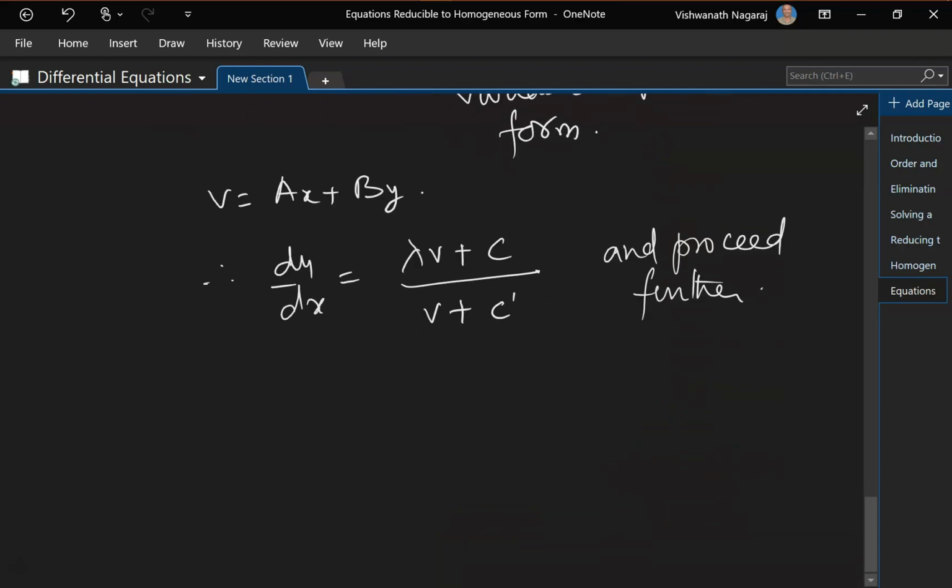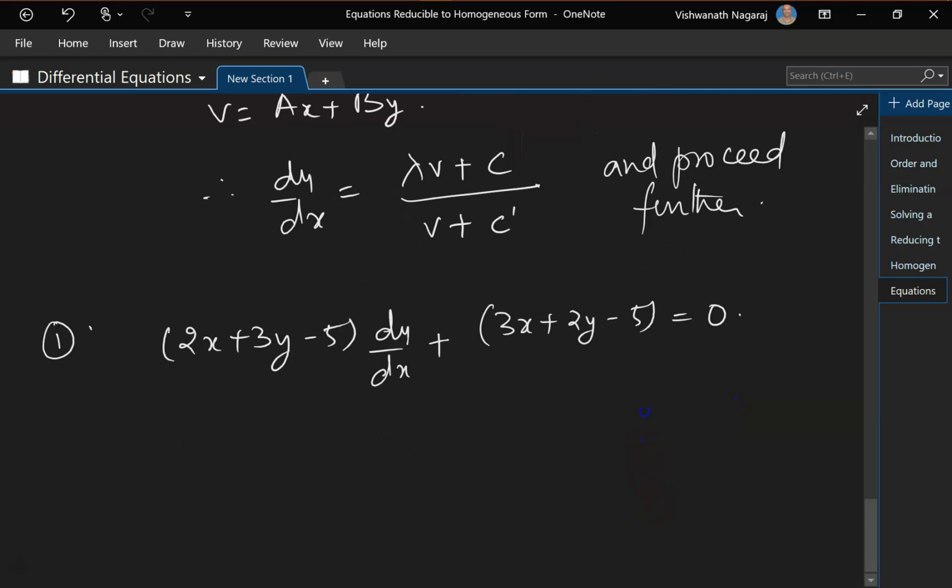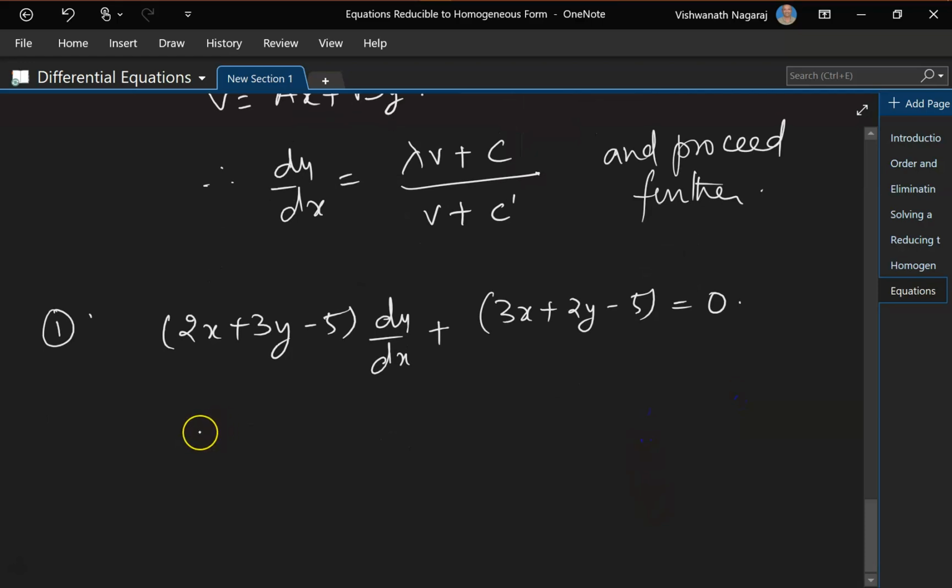Okay, let's see how this works. Let's solve a problem. Let's say we have (2x + 3y - 5) dy by dx + (3x + 2y - 5) is equal to 0. Now let's move it around. We get dy by dx is equal to minus (3x + 2y - 5) divided by (2x + 3y - 5).